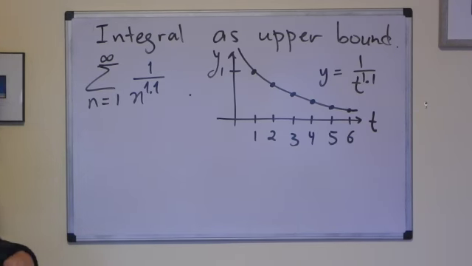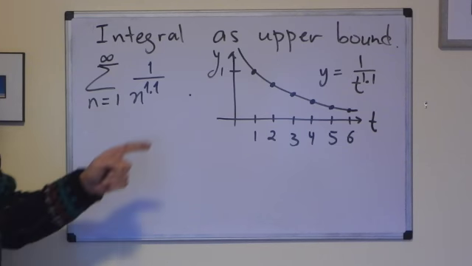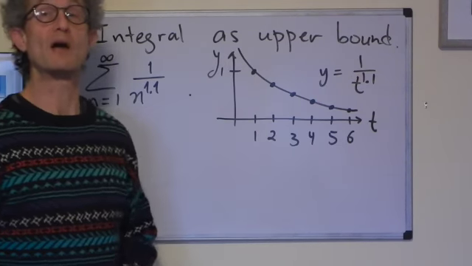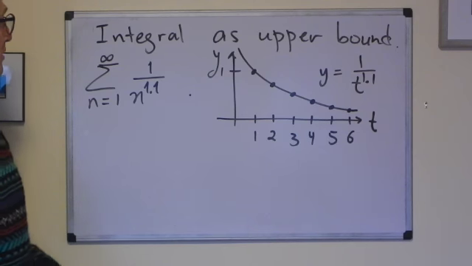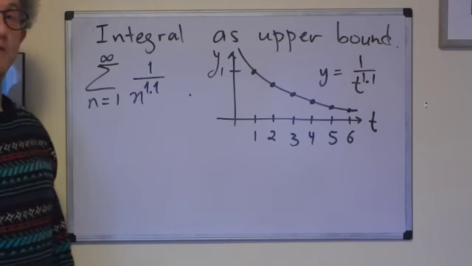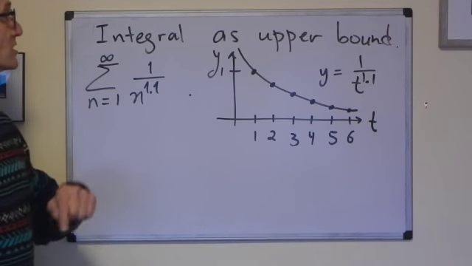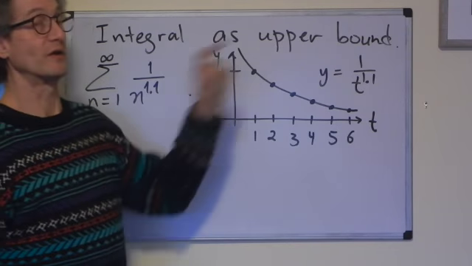Here we want again to use the integral to give us an estimate for a sum. In this case, we want an upper bound. And so I'm looking at the sum of 1 over n to the 1.1. And for now, I'm going to think that this converges, so I'm going to try to show that it has an upper bound.